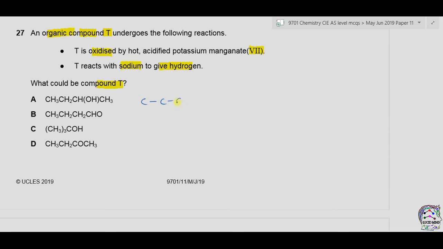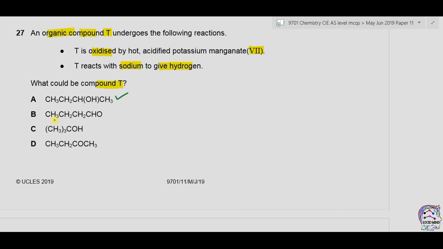A is given. Let's draw the structure. We have 4 carbon atoms and with the third carbon OH is attached. This is a secondary alcohol, as we can see that this carbon is directly attached to 2 other carbon atoms. For a secondary alcohol, when it is oxidized with acidified potassium manganate, it forms a ketone. And it can also react with sodium to give hydrogen, and sodium alkoxide is formed, which is like this. Now this hydrogen atom is replaced and it forms hydrogen gas. So A gives both reactions, so this could be the possible option.